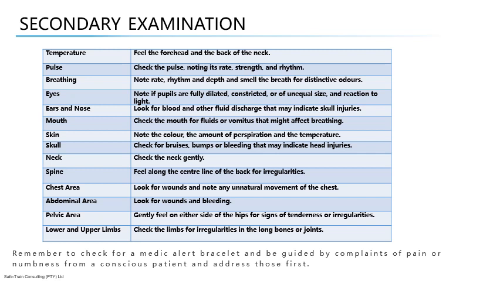Pelvic area. Gently feel on either side of the hips for signs of tenderness or irregularities that might indicate a fracture of the pelvis or dislocation of the hip. Lower and upper limbs. Check the limbs for irregularities in the long bones or joints. To assess for nerve injury and loss of power, ask the casualty if he is feeling in the fingers and toes, and if he can move his limbs.